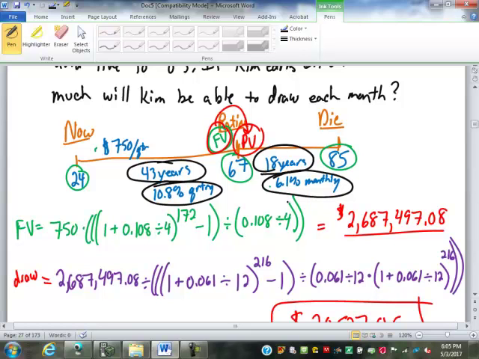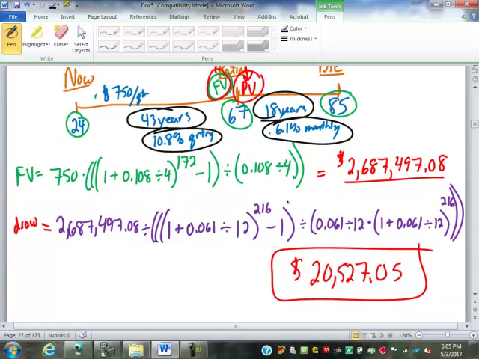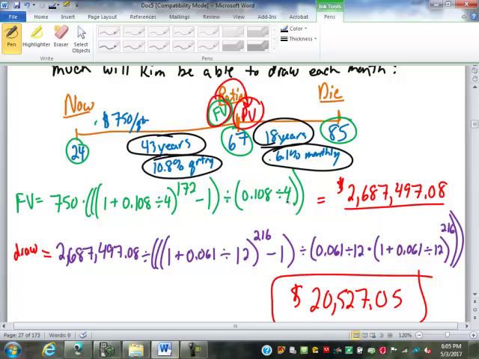Yeah, go ahead. What was that? I was just wondering what the answer was again. Okay, I just want to see if I got the right answer. It took me longer. Even if you lower that interest rate from 6.1 down to like a 5 flat, you're still drawing $16,000, $17,000 a month.